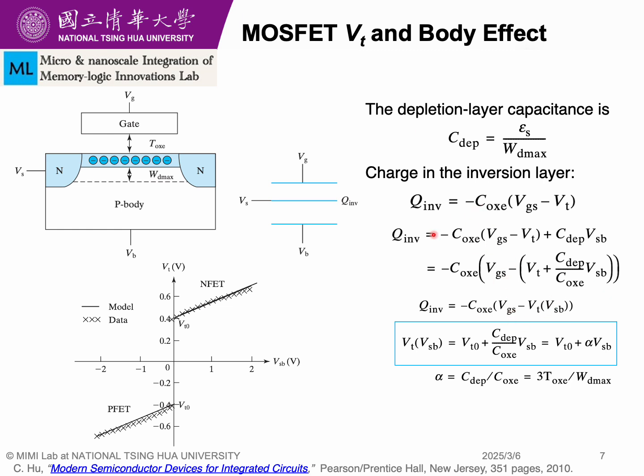Now if we want to have the voltage drop across that, then the equation of this Q inversion changes by a factor of Vt plus this ratio of the depletion and oxide capacitance multiplied by the source to body voltage. And now we can see that my Vt is dependent on the source to body voltage.